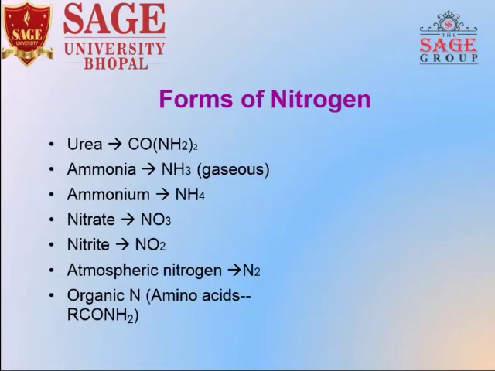First of all, we discuss what the forms of nitrogen are: urea, ammonia, ammonium, nitrate, nitrite, atmospheric nitrogen, and organic nitrogen. We also call organic nitrogen amino acid.